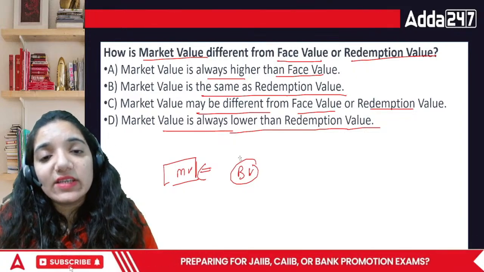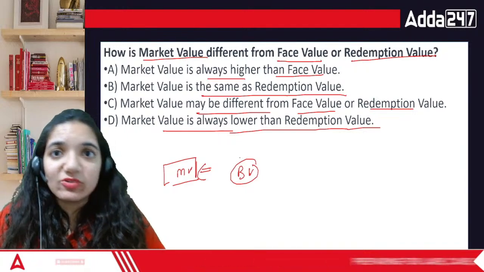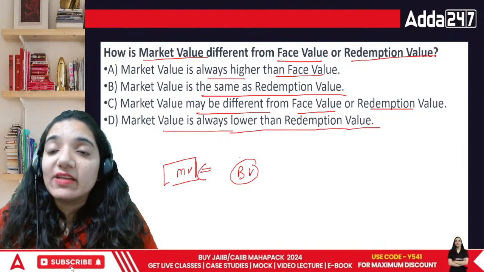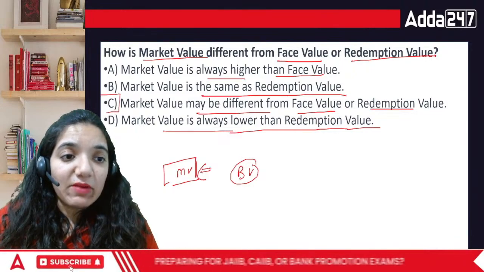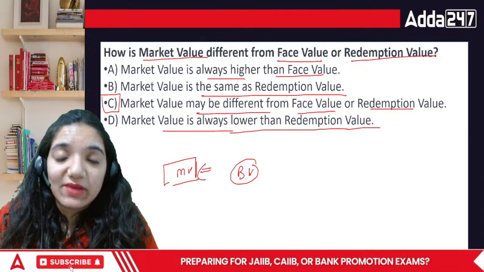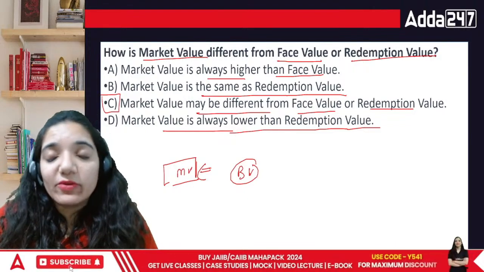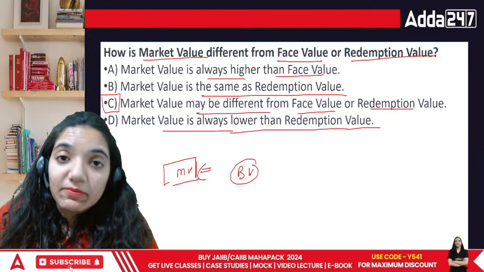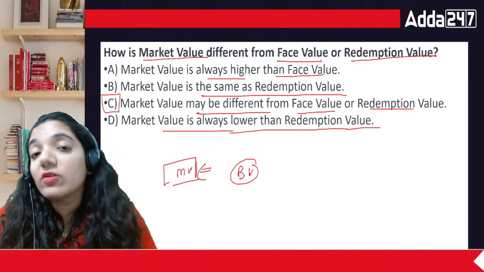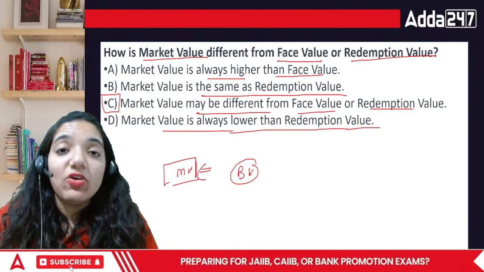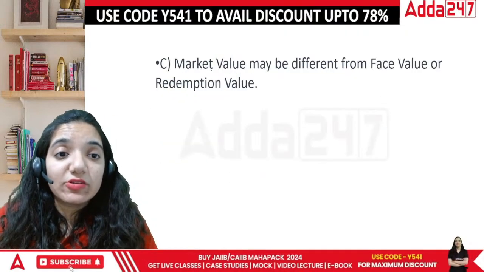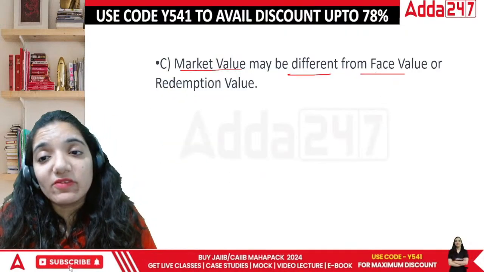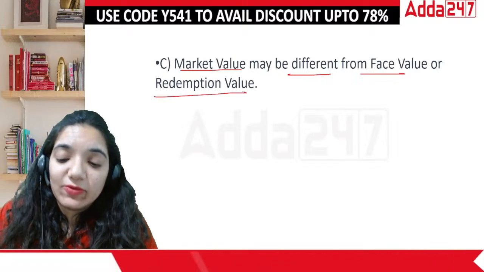Technically, these can be extremely different because whatever the value is in the market is based upon demand and supply of those things, right? So when the demand for the bond is increasing, then obviously the market value of it will go higher, or it will go lower depending upon the demand for that particular bond or the economic situation of the country or the market. So technically, keeping all these things in mind, market value may be different from the face value or the redemption value.